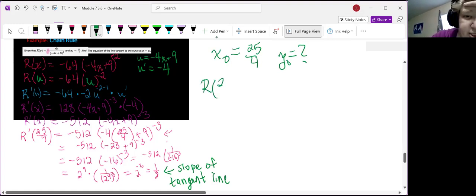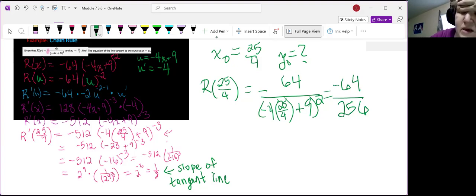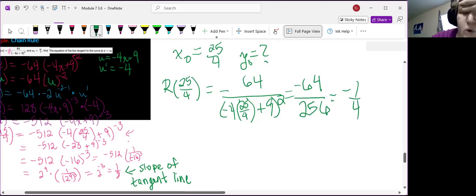So on our original function, we want to plug in 25/4. So that is the negative of 64 over negative 4 times 25/4 plus 9 squared. Now we just did this thing inside. That's negative 16. And negative 16 squared is positive 256. So I have negative 64 over positive 256, which, oh, 64 goes into 256 4 times. So this is negative 1/4.